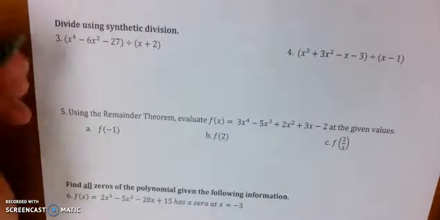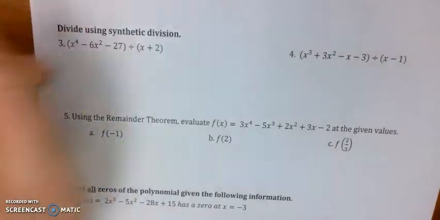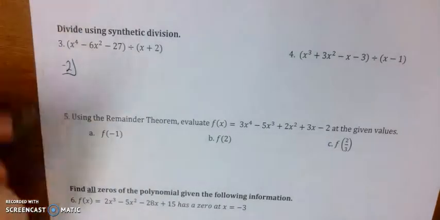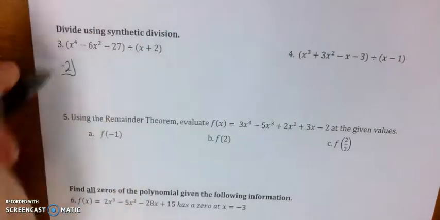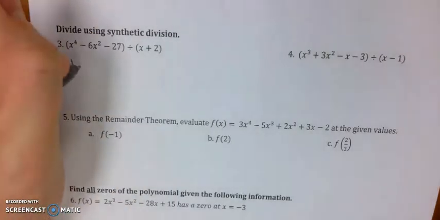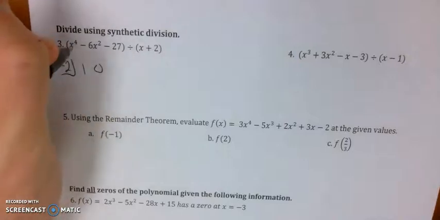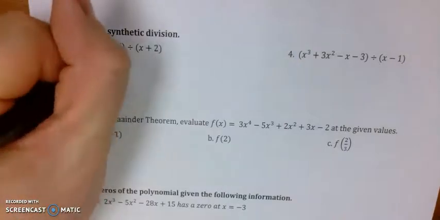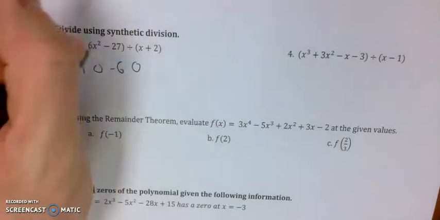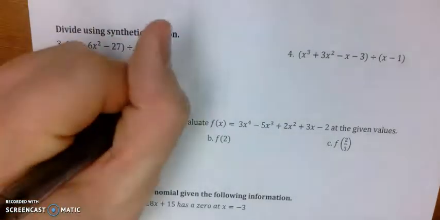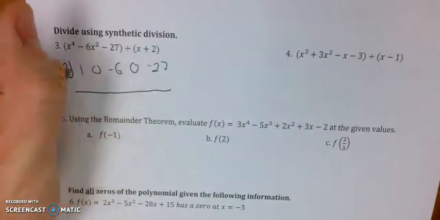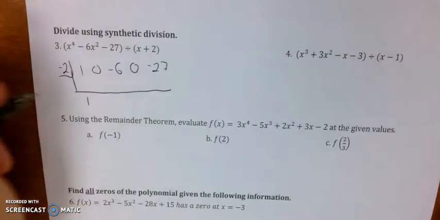All right, let's get into everyone's favorite now, synthetic division. So synthetic division, we're going to use the x-intercept that would come from this factor here. So -2 plus 2 would give me a 0. And then I'm going to steal the coefficients: 1. I need to include a 0 because I've skipped a term. A -6, another 0 because I skipped the x, and then a -27. And this is going to be the process where we drop the first term down, so that's a 1.